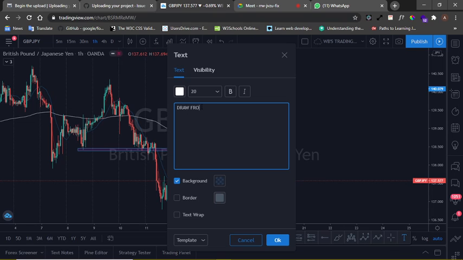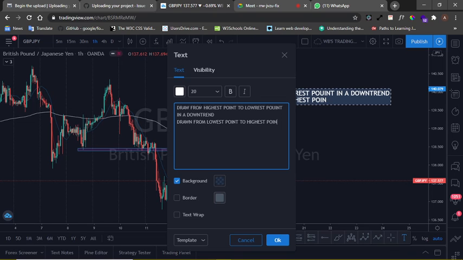Draw from highest points to lowest points in a downtrend. And draw from lowest points to highest points in an uptrend.